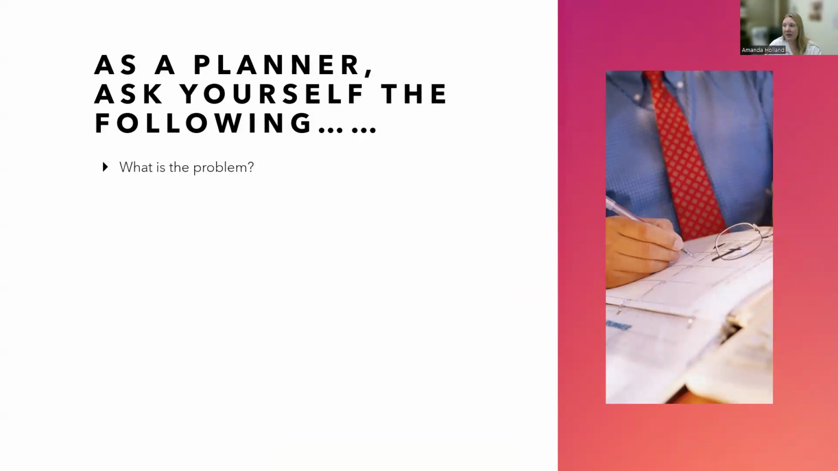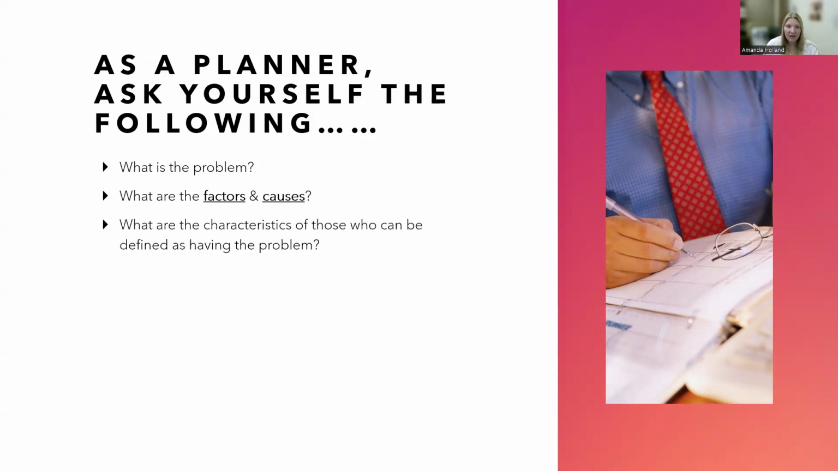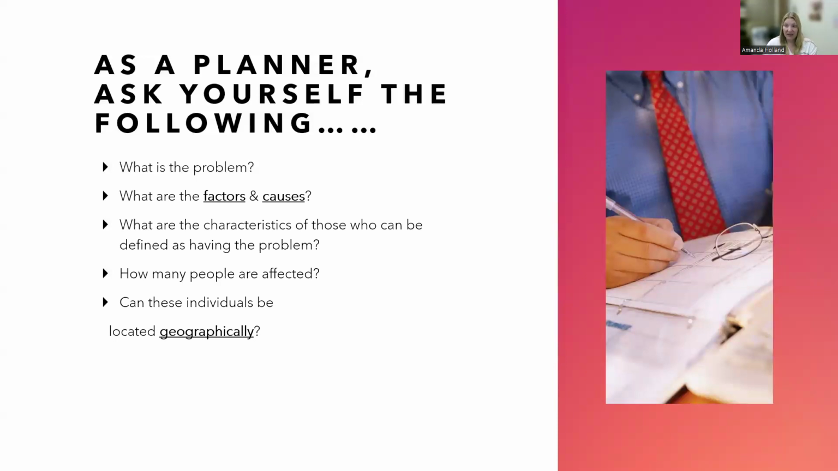So we're going to ask ourselves the following questions when we are thinking through how we're going to plan a program. The first of them is, what is the problem? The second is, what are the factors and causes? The third is, what are the characteristics of those who can be defined as having a problem? That includes their physical characteristics, if we need those, and their geographical location characteristics, all those kinds of things. How many people are affected? And the last one is, can individuals be located geographically? So can we figure out how to find these people? So let's say we're looking at food deserts on universities.